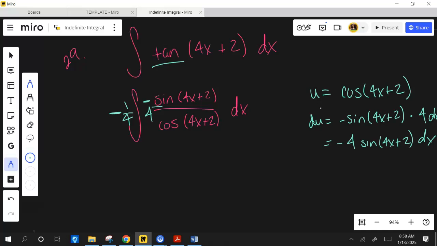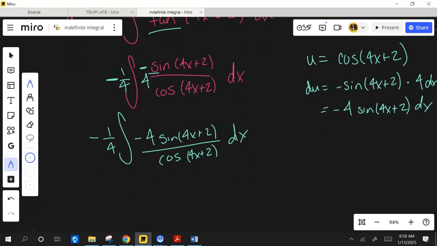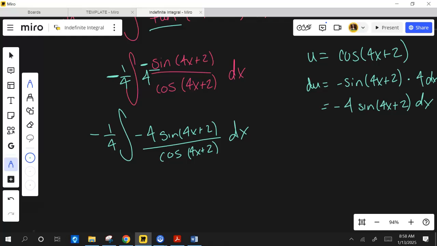All right, so stay with me. Let me just rewrite it. I'll just rewrite what I got neatly. We made the whole bottom u. That's exactly right. It's just du over u.